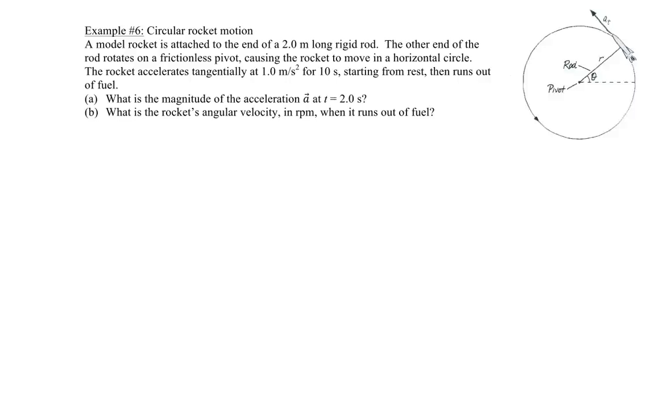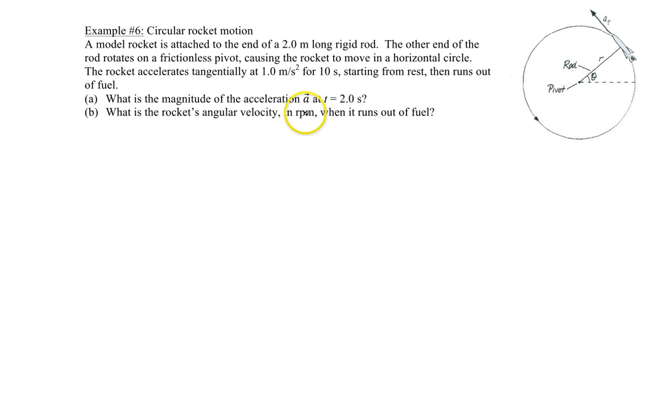Welcome to example number 6. We have a model rocket that is attached to the end of a long rigid rod, and the rod is able to rotate around this frictionless pivot point, and it starts to accelerate tangentially at 1 meter per second squared for 10 seconds, starting from rest, when it runs out of fuel at 10 seconds.